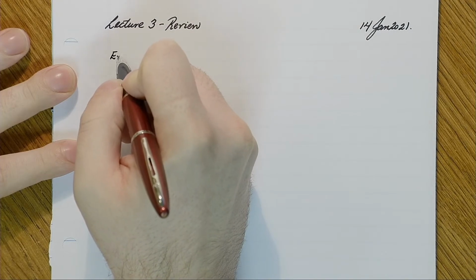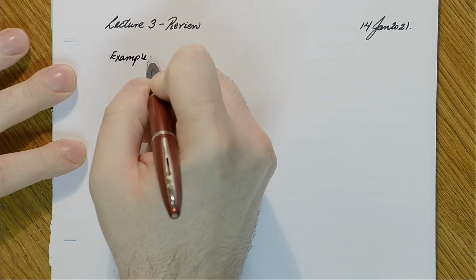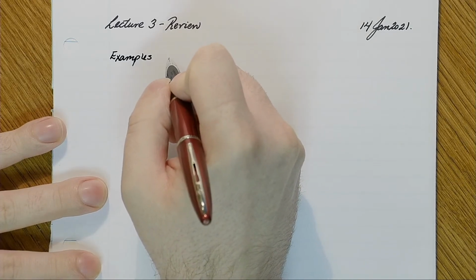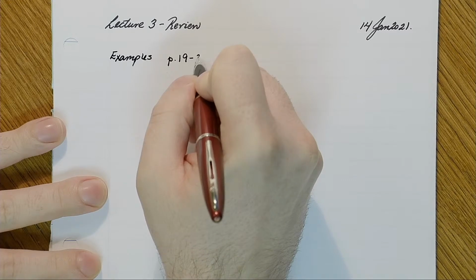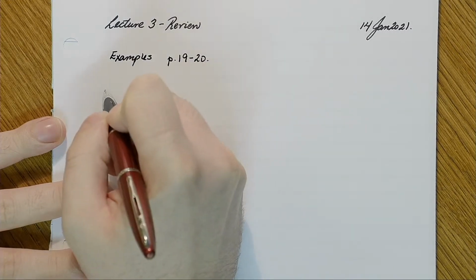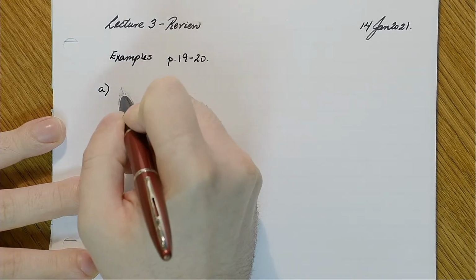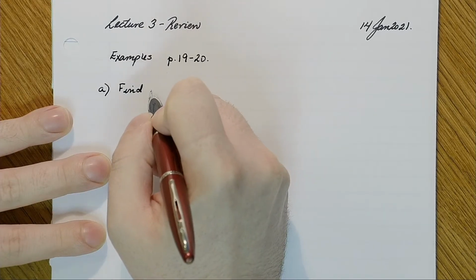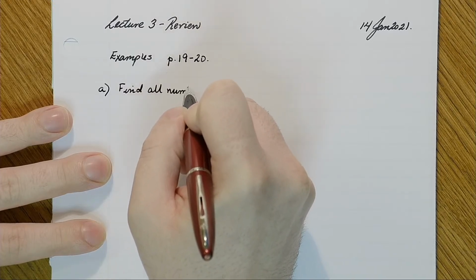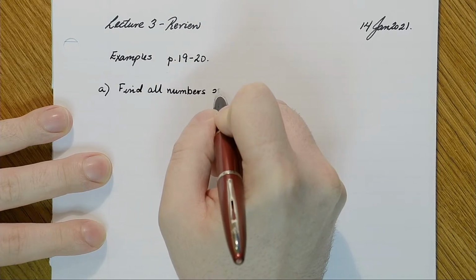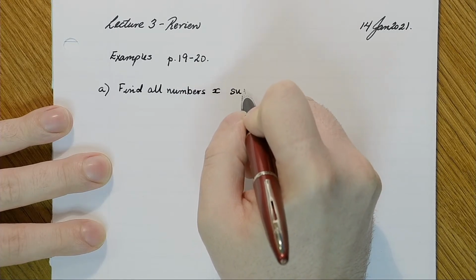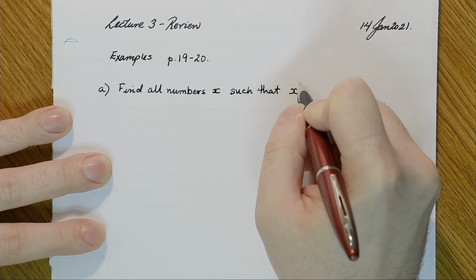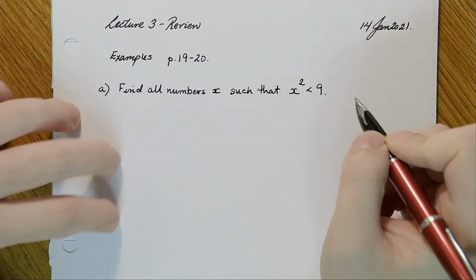So let me just finish off some examples that we had done last time. This was from page 19 and 20, and again, the textbook is posted online. Let's find all the numbers x such that x squared is less than 9.